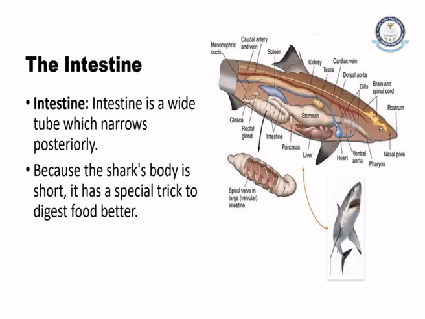The intestine is a wide tube which is narrow posteriorly. Initially it is broad, but as it goes on, it becomes narrowed or thinned.